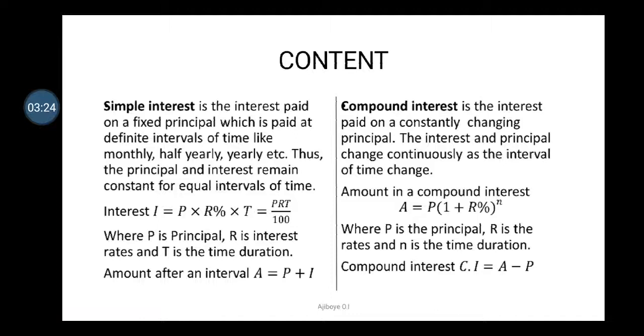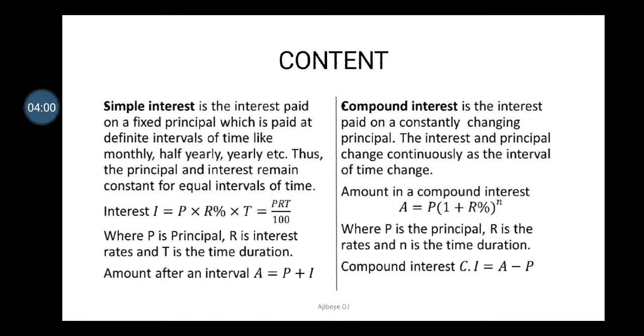So that is the case of simple interest. To find the amount after a given period of simple interest, you add the interest to the principal. Compound interest, on the other hand, is the interest paid on a constantly changing principal. The interest and principal change continuously as the interval of time changes. So for compound interest, you will notice from the definition that the principal will be changing, unlike simple interest where the principal is constant. For compound interest, the principal will change at every interval.